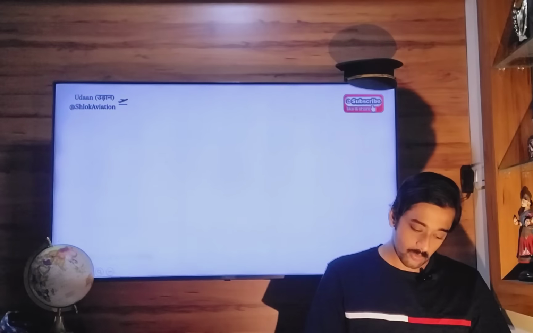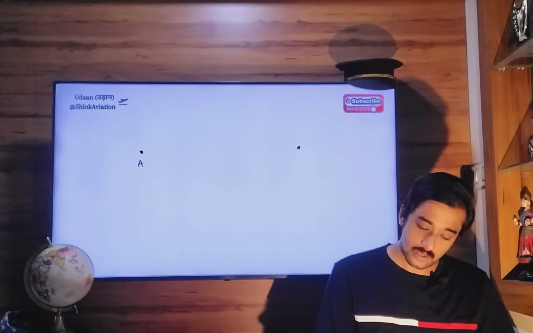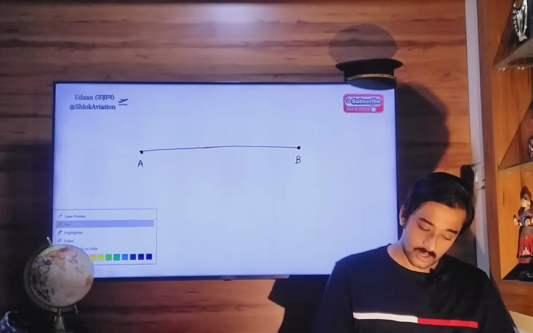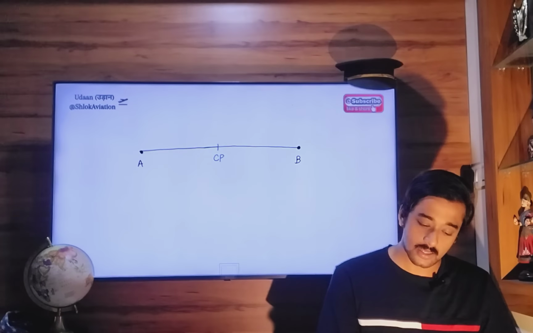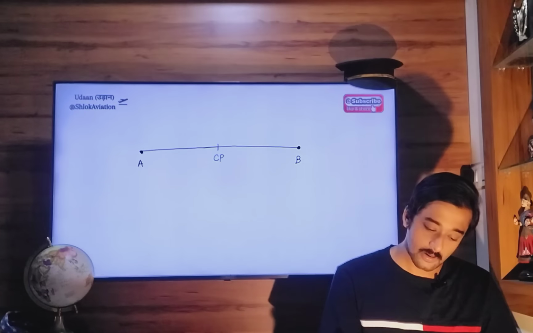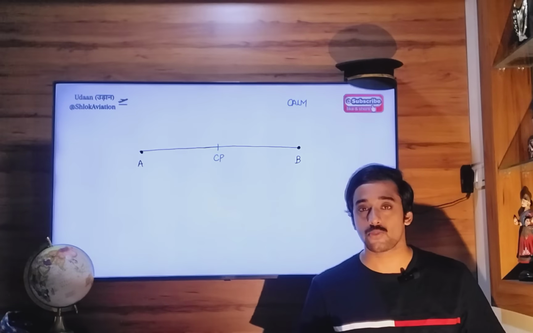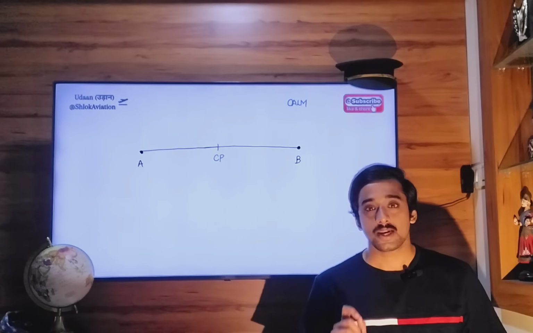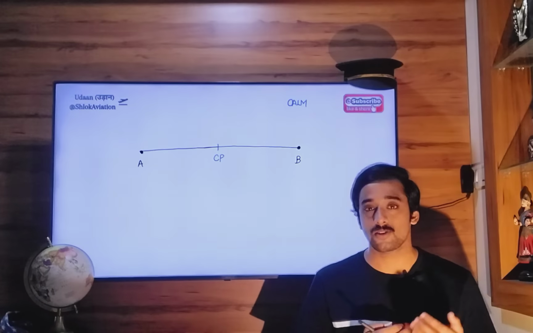So let's say this is your point A. This is your point B. You're flying from A to B. This is your critical point. There are calm conditions right now, and the critical point is right in the center between point A and B. Now, when the wind starts blowing, the critical point will tend to move in the direction of the wind.